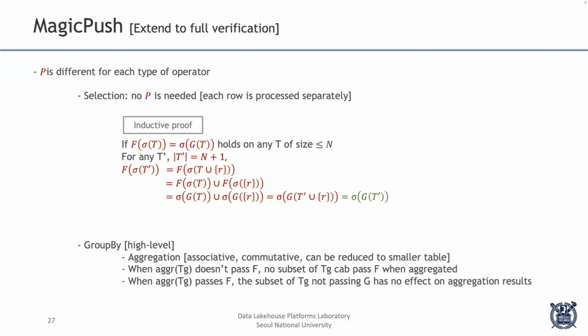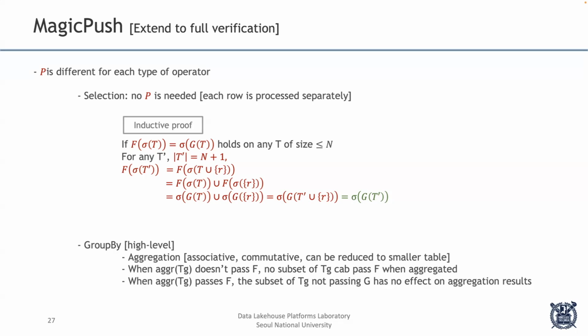The third precondition is that a subset of T of G not passing the filter G has no effect on the aggregation. What it means is that if the maximum of a group is larger than 1,000, like our example, we can remove any row that is smaller than the maximum and the result of the aggregation will still be the same. So max revenue will still be the same if we remove all of the rows that don't satisfy, or that are less than the maximum revenue. So with these rules, we can say that the aggregation passes or is correct for any table of any size.